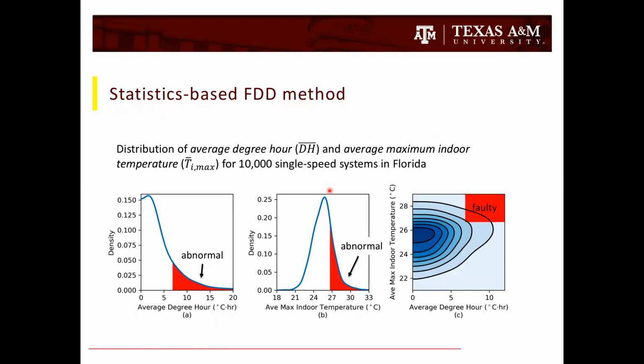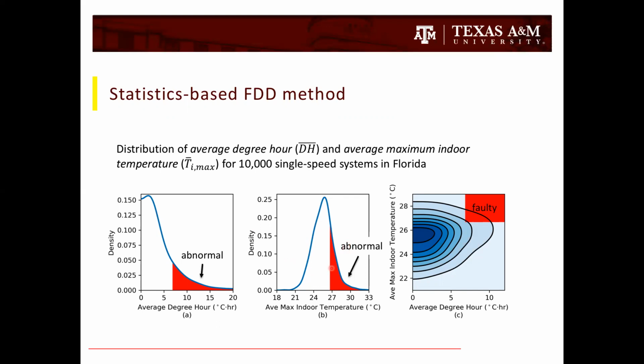To exemplify the statistic-based method, the smart thermostat data from 10,000 single-speed cooling systems in Florida in the summer of 2019 is analyzed. These 3 plots show the distribution of the average degree hour and average maximum indoor temperature for the 10,000 systems. These 2 features can strongly indicate the existence or severity of faults. And this study takes 80% quantile of the 2 features in the distribution as threshold. Any systems with both features above threshold are flagged as faulty.